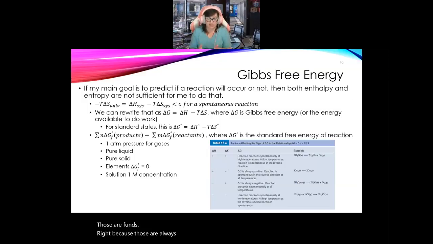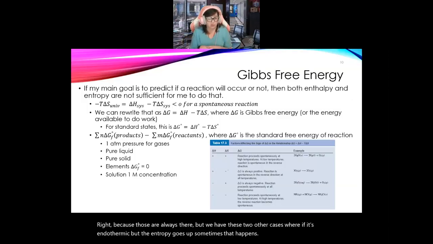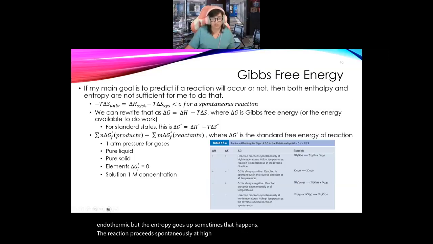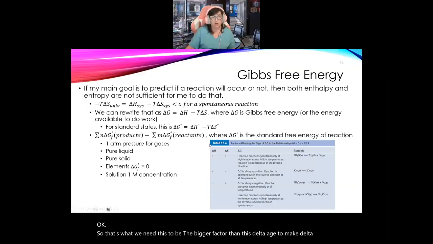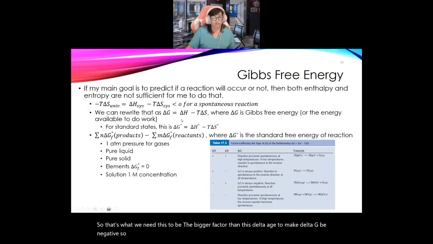But we have these two other cases where if it's endothermic, but the entropy goes up, sometimes that happens. The reaction proceeds spontaneously at high temperatures. Now, why high temperatures? Well, that's because we have to make this negative T delta S bigger, okay? So that's what we need. We need this to be the bigger factor than this delta H to make delta G negative. So at high temperatures, this will work.